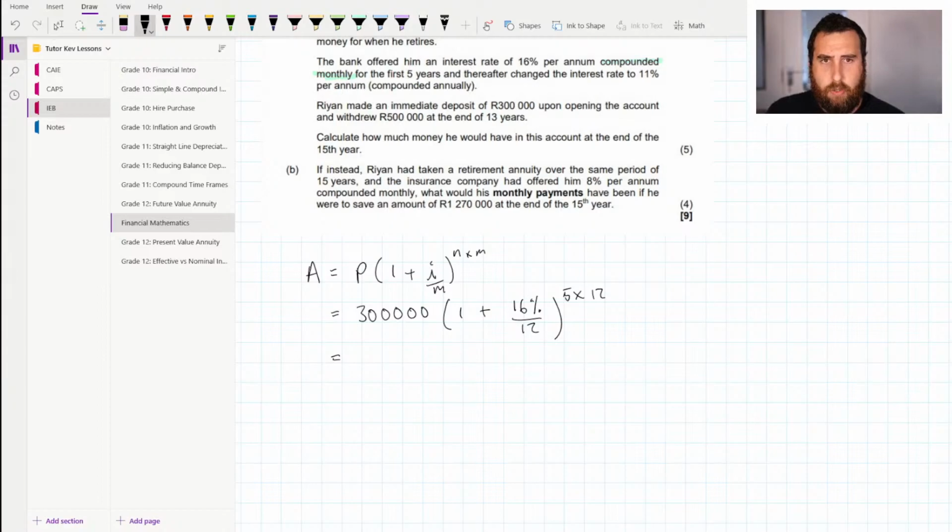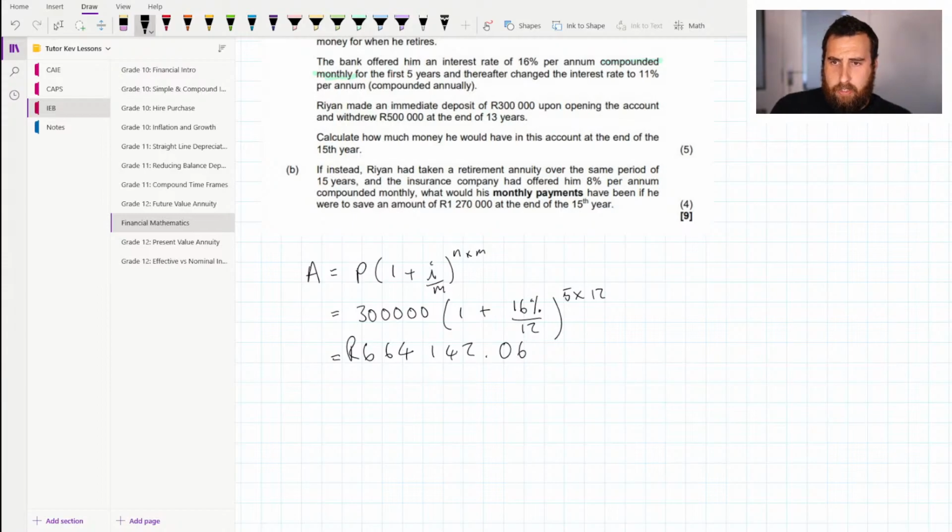And so we plug that into our calculator. 300,000, and you guys are welcome to check me, I'm not making any mistakes, to the power of 60, and we get the value of 664,142 Rand and 6 cents. So that's the amount we have after 5 years.